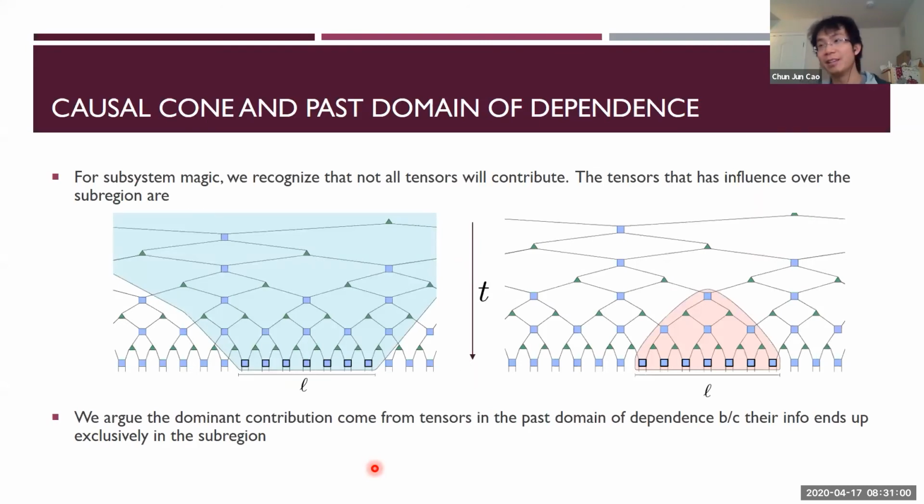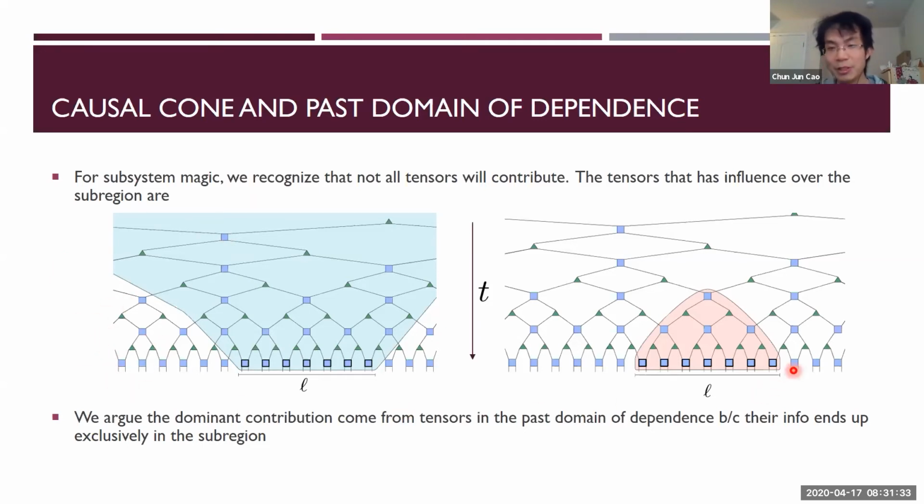We can do better than that, right? We can also use MERA to estimate subsystem magic, which is the one that we studied very precisely numerically. Subsystem magic is slightly trickier because you have to determine where information ends up. So for example, you have a tensor here. This tensor may contribute to the magic in this subsystem, but it may also contribute to the magic in some other subsystem that's way over here.